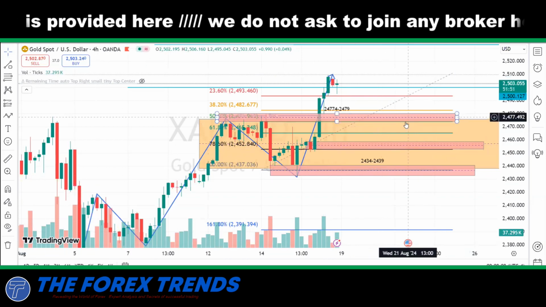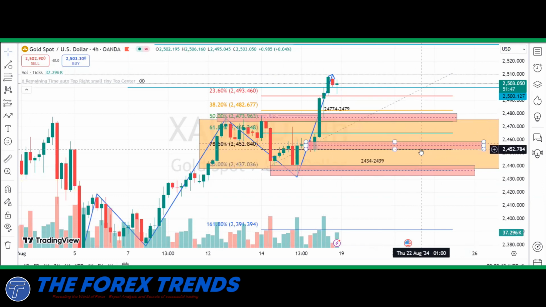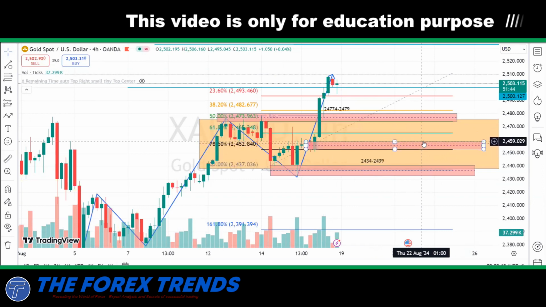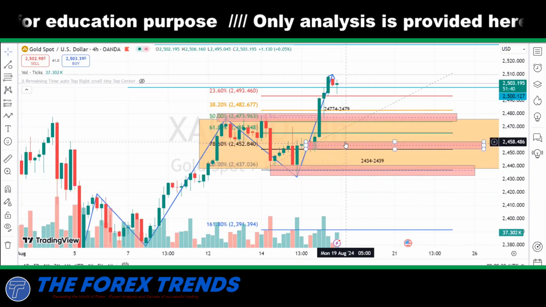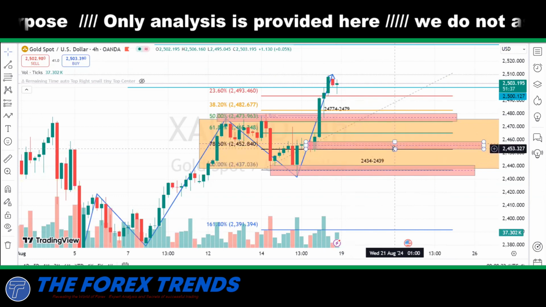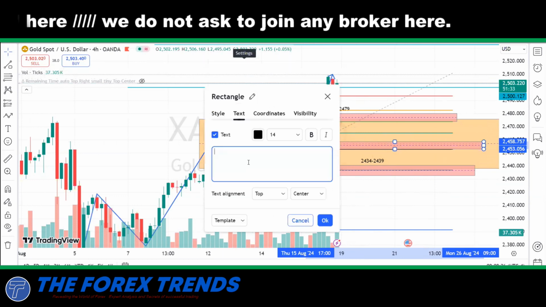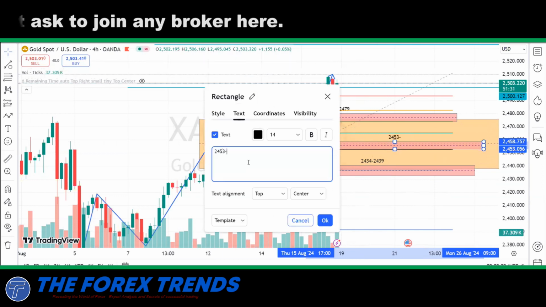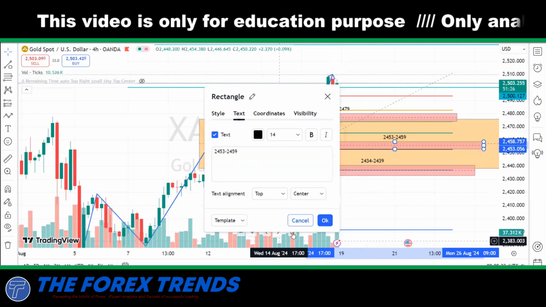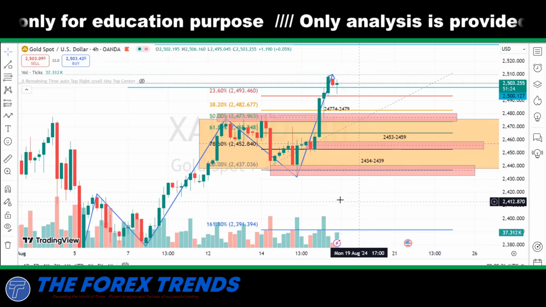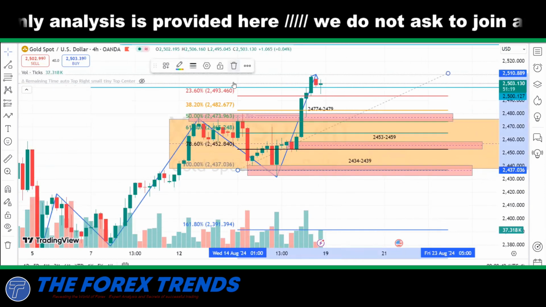Let me write the price. This is 2453 to 2459. Okay. So these are the three zones in the 4-hour frame to initiate a buy in gold.